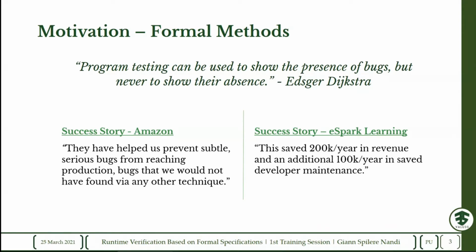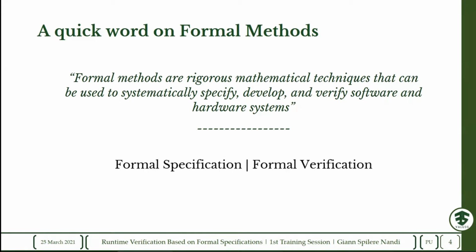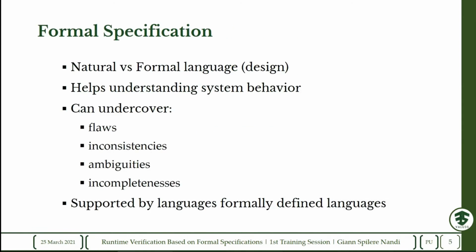And for those who never heard of it or don't really remember anything about it, formal methods are rigorous mathematical techniques that can be used to systematically specify, develop, and verify software and hardware systems. Formal methods are basically divided in two ways of using it: formal specification and formal verification. First one is formal specification, and as the name suggests, it's a way of specifying something, you name it.